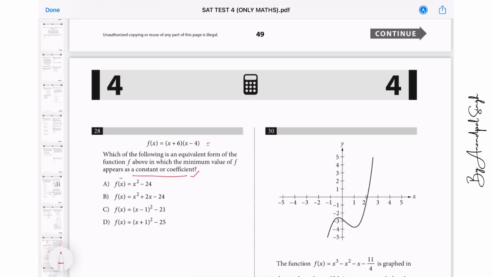So let us expand it. This will be x square plus 6x minus 4x, so plus 2x minus 24. So I can write it as x square plus 2x plus 1 minus 1 minus 24. So I can write it as x plus 1 whole square minus 25. So I will go with D because it tells us about the minimum value, which is minus 25, because all other values are above minus 25, as it is x plus 1 whole square.